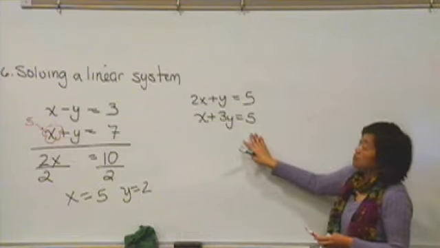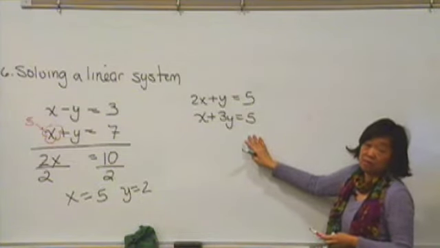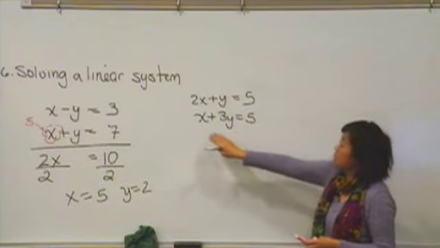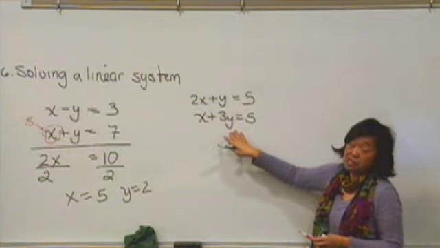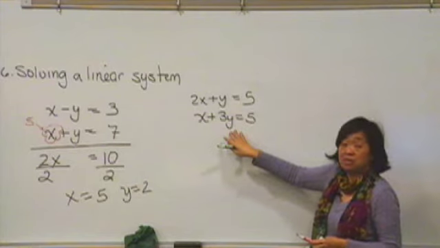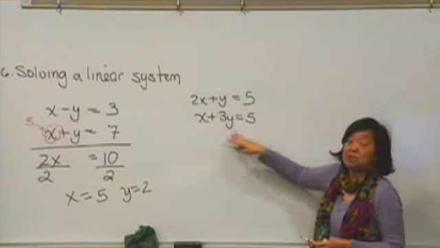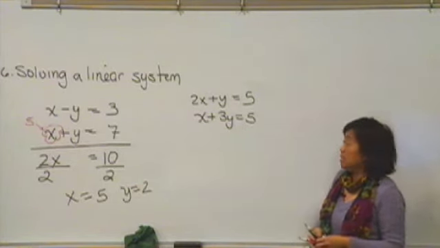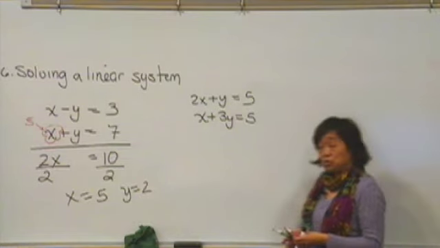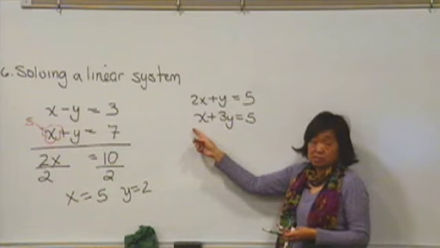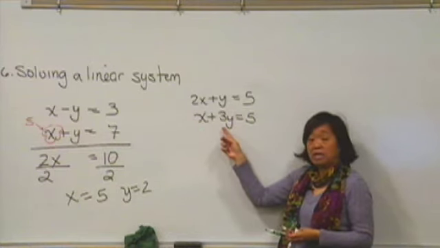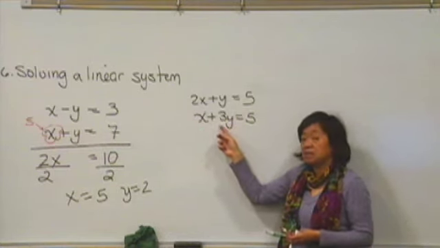In this system, if we were to add them together right now, it wouldn't be helpful because x would not be eliminated and y would not be eliminated. So instead, what we're going to do is multiply one of the equations by some number so that we're going to be able to eliminate one of the variables. Now, you could have chosen either to eliminate x or y. I'm going to eliminate x. You may have chosen to eliminate y. We should come up with the same answer in the end.